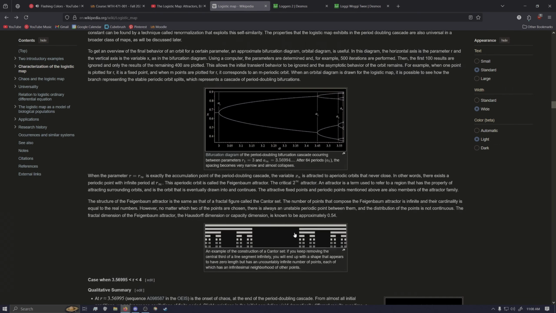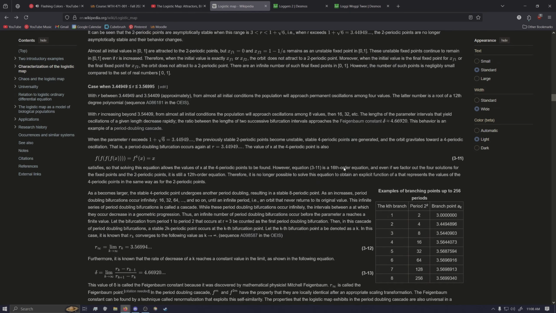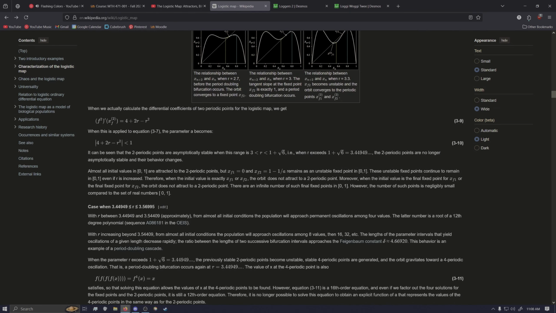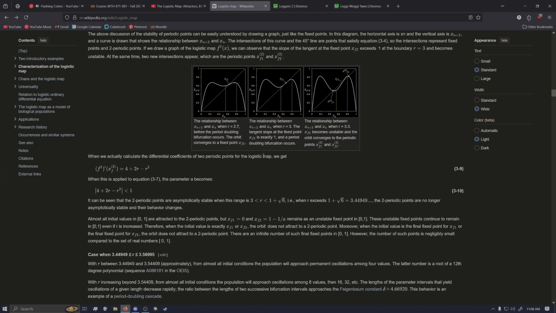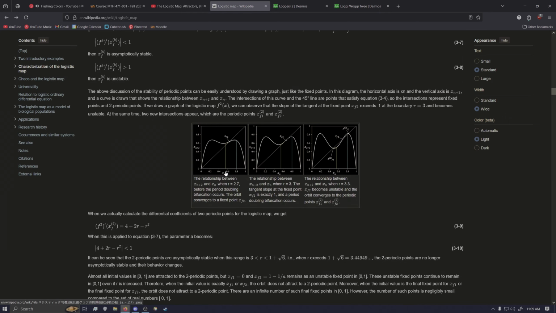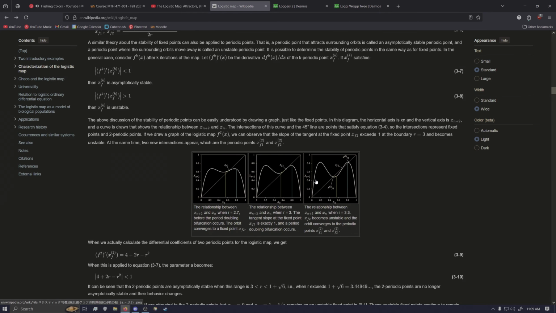Apparently, the level of chaos can be measured by something called a Lyapunov exponent, which tells you at any given point how sensitive the system is to its starting conditions. Apparently what that does is take the derivative of your function, and this tells you how stretchy the map is at that point.